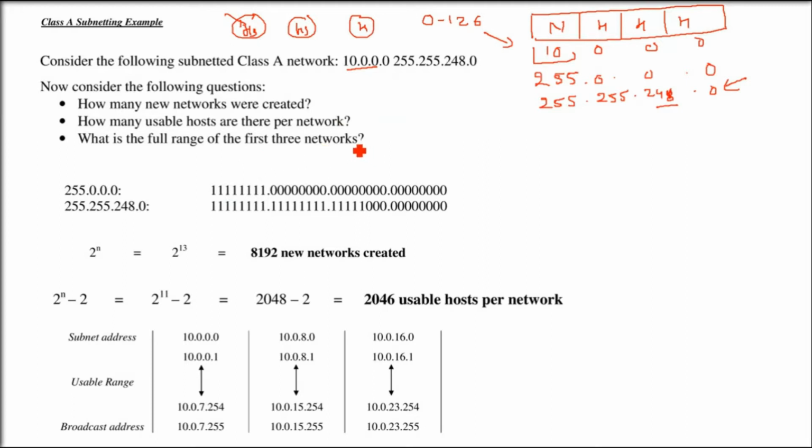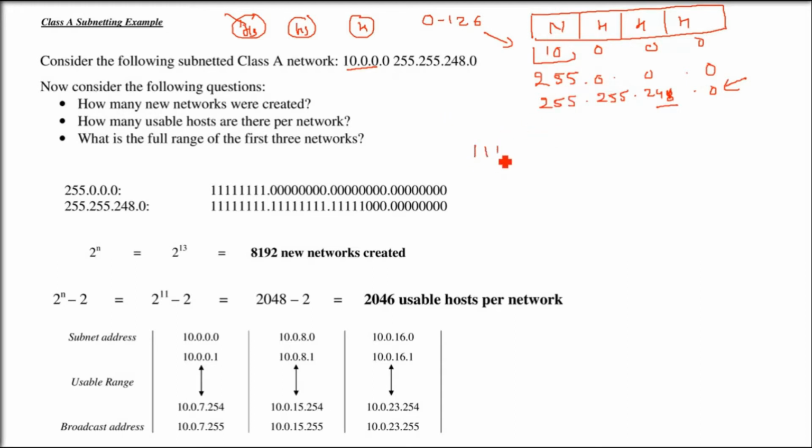And what is the full range of the first three networks? The subnetworks which are being made, what is the full range, that is, the first IP and last IP. So here, what is happening? Subnetting means you have taken some bits of the host ID to the network ID. That means the network has borrowed some bits from the host ID.